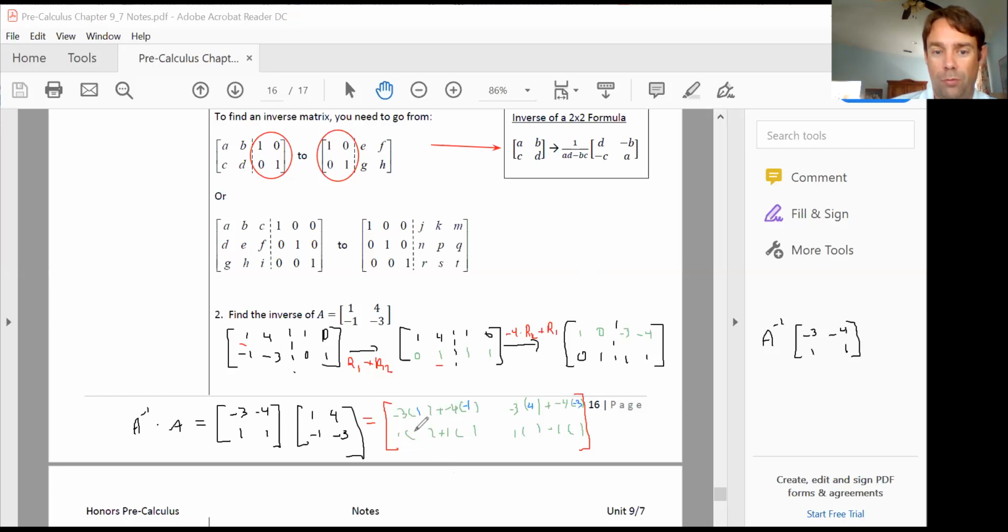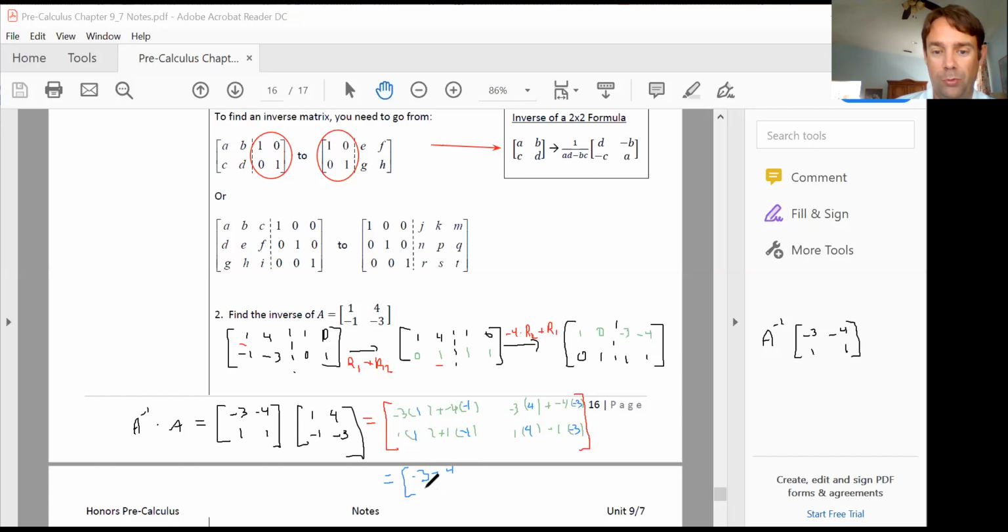We have 1 and -1 here, and we have 4 and -3 here. So let's see what we end up with then. We get a -3 plus 4. Oh, I can see my 1 showing up there. I got a 0. Oops.